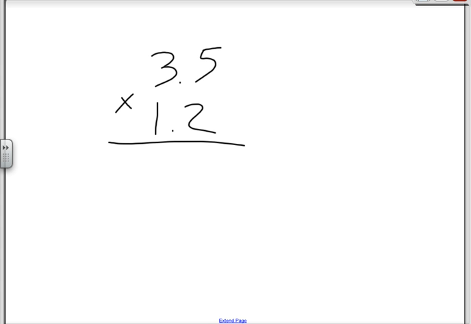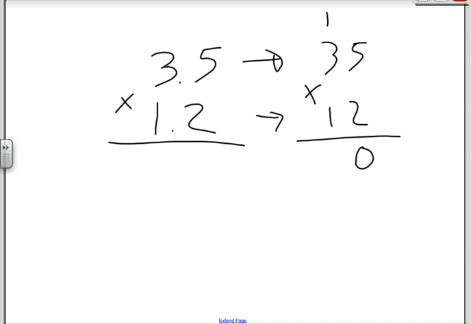In the past, I hope you remember that the method is drop the decimal. I don't care what they look like at this point. I'm just going to assume that this is 35 and this is 12, and I just multiply normally. So this is 10, 6 plus 1 is 7, and this is 5 and 3. Simple enough. 0, 12, here's the 1, so this is 420.